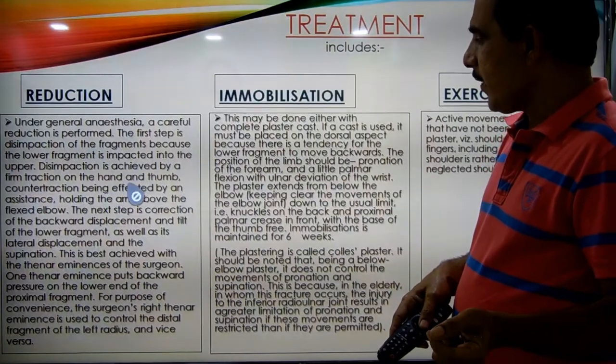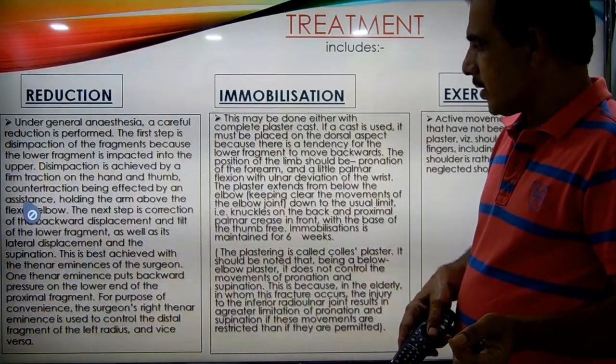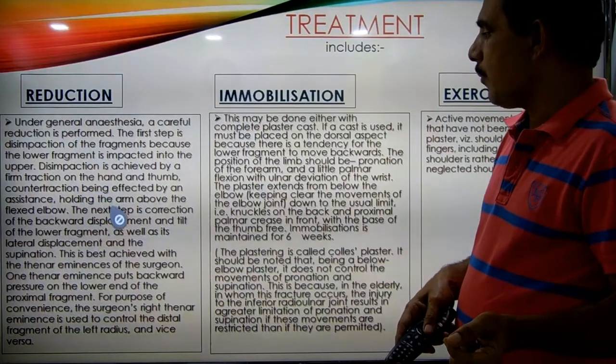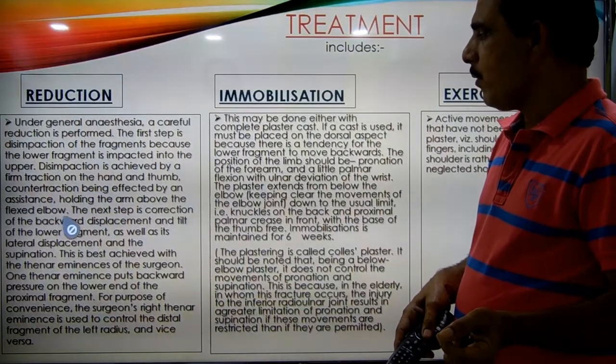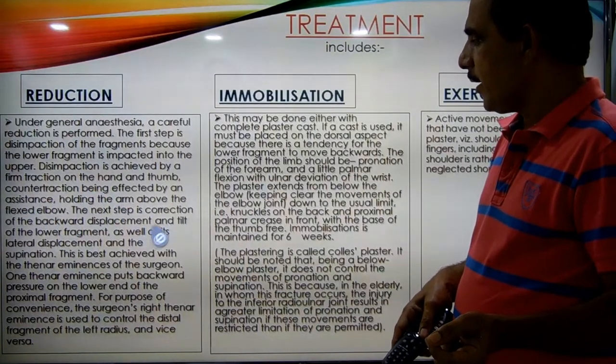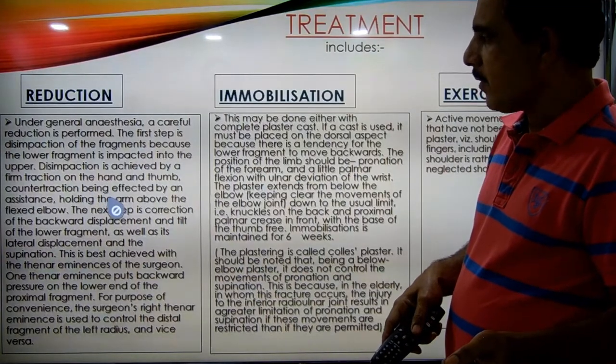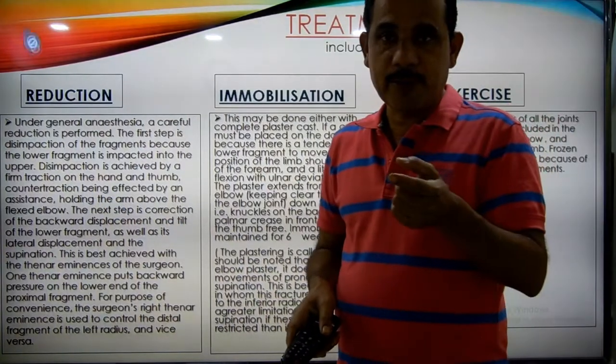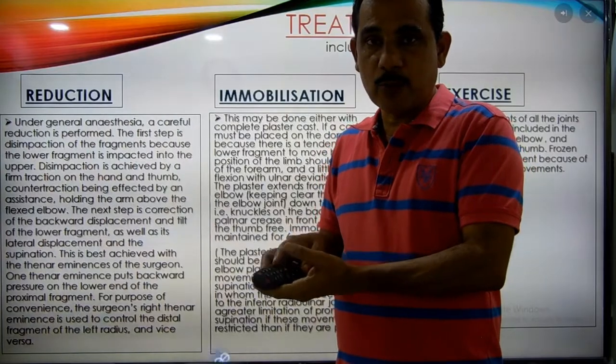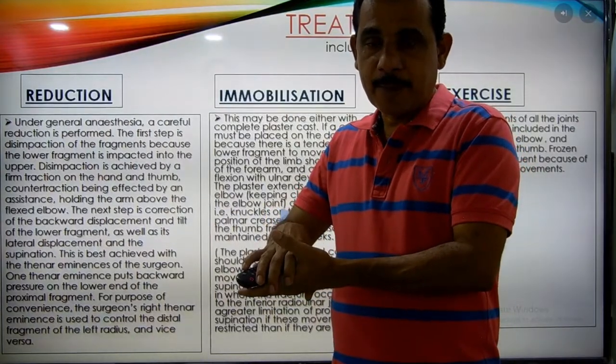Contraction being effected by an assistance holding the arm above the flexed elbow, and then the next step is a correction. Do you understand this step, the first step? So gentle traction should be given. After you realize that, the surgeon has to hold the hand of the patient in his hand.